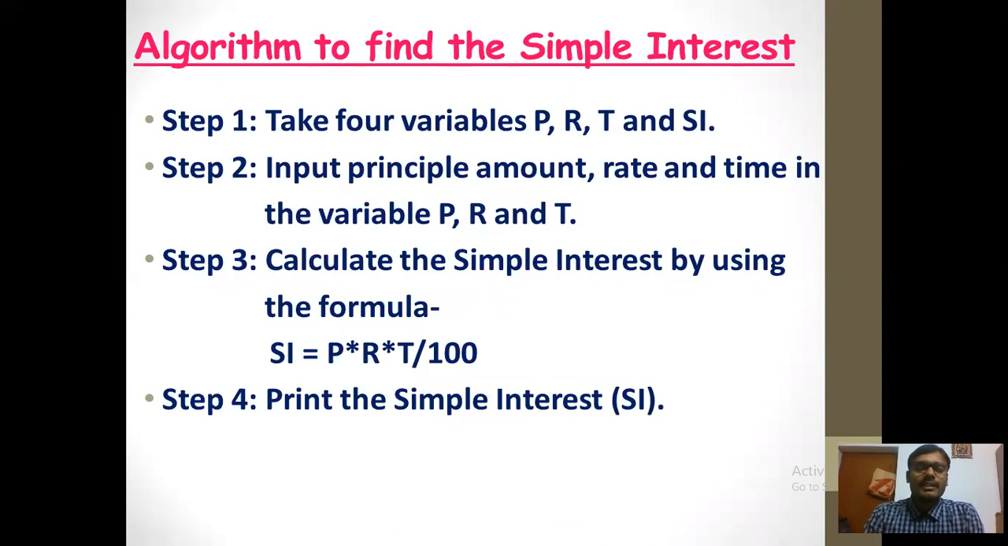Coming to the next topic, children, algorithm to find the simple interest. Step number 1, take 4 variables P, R, T and SI. P for principal amount, R for rate, T for time, and SI to find the simple interest. Step 2, input principal amount, rate and time in the variables P, R, T respectively. Step 3, calculate the simple interest by using the formula SI equals P into R into T by 100.